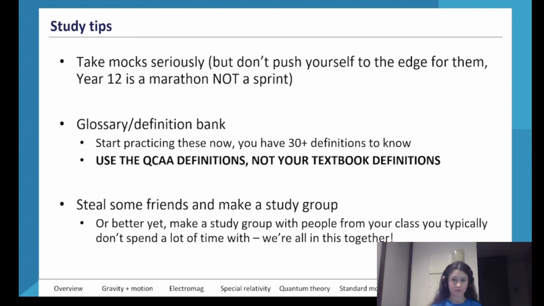Okay. Another tip is to make sure that you take mocks seriously, and then keep a glossary definition bank using the QCEE definitions. And make sure you start practicing them now as well. You have a lot of definitions to remember.